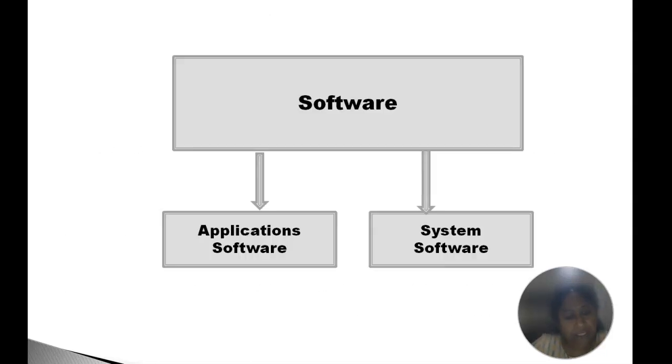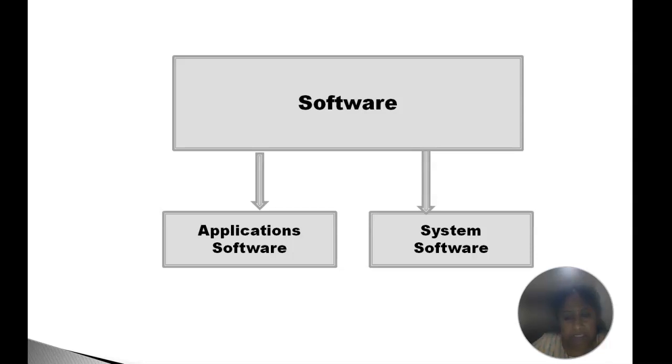What is meant by application software? It is designed for a specific task. For example, for Windows Media Player or for MS Office, the user can write the code for the applications.